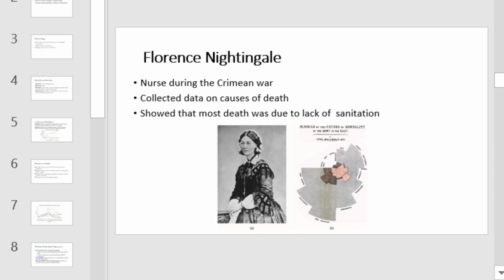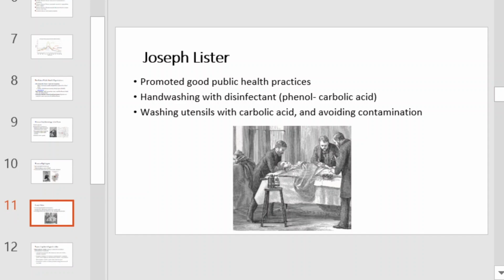Florence Nightingale is also a person of interest in epidemiological studies. Florence Nightingale was a nurse during the Crimean War. She collected data on causes of death and showed that most death was due to a lack of sanitization. Joseph Lister promoted good public health practices, which include things like hand washing with disinfectants, washing of utensils, and avoiding cross-contamination.